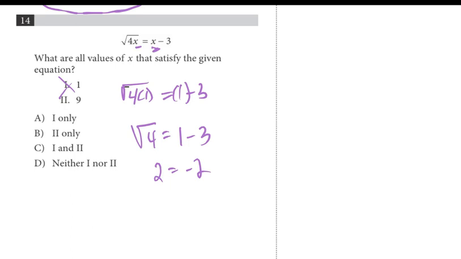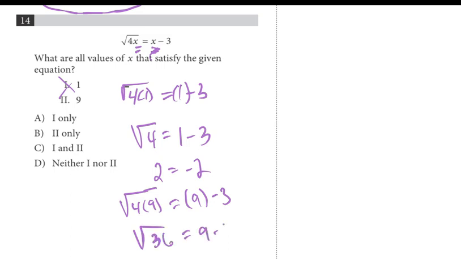Plug in 9. Do the same thing here. 4 times 9, we plug in 9 for x. I'm plugging into the original equation up top here. 4 times 9 is 36. The square root of 36 equals 9 minus 3. 6 equals 6. So this one checks out. The answer is 9. That would be II only. Answer choice B.